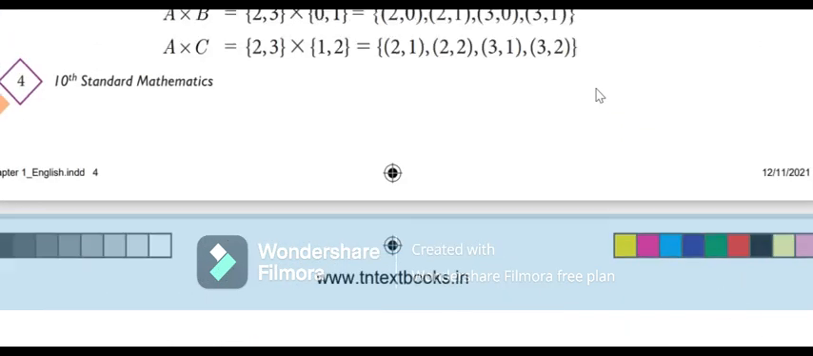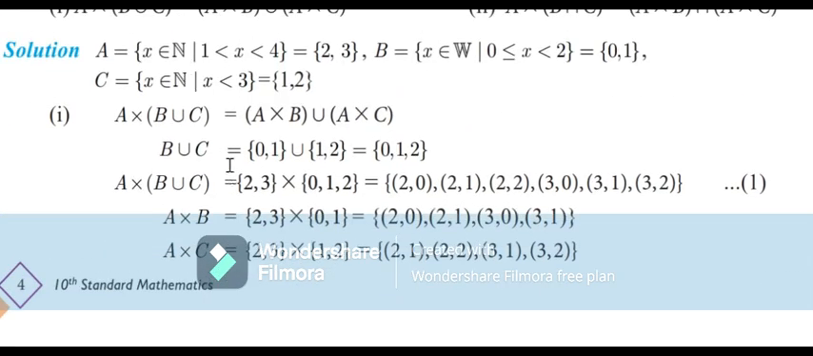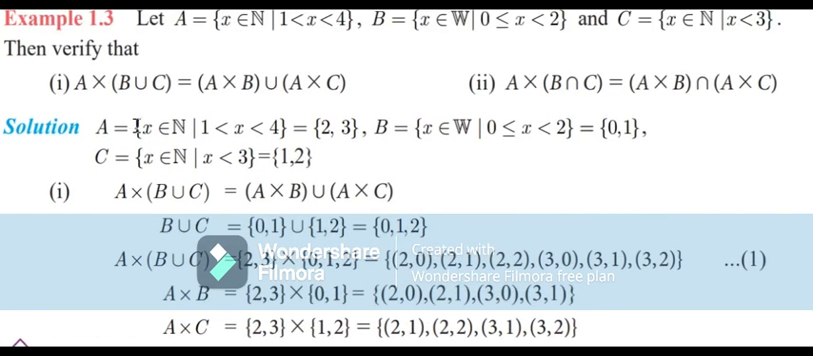And this answer is proved for this one, A cross B union C, that is (2,0), (2,1), (2,2), (3,0), (3,1), (3,2). Both are the same. So LHS, A cross B union C, is equal to RHS, that is A cross B union A cross C. So it is proved. So we completed the first one, both the sets are the same. I will teach in the next class how to prove A cross B intersection C is equal to A cross B intersection A cross C. We will prove the second one in the next class.